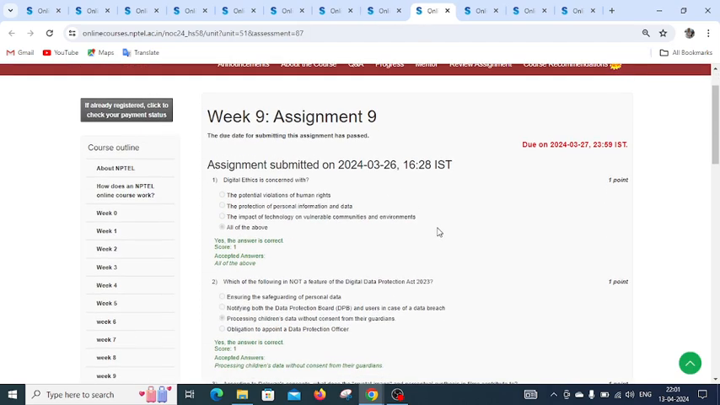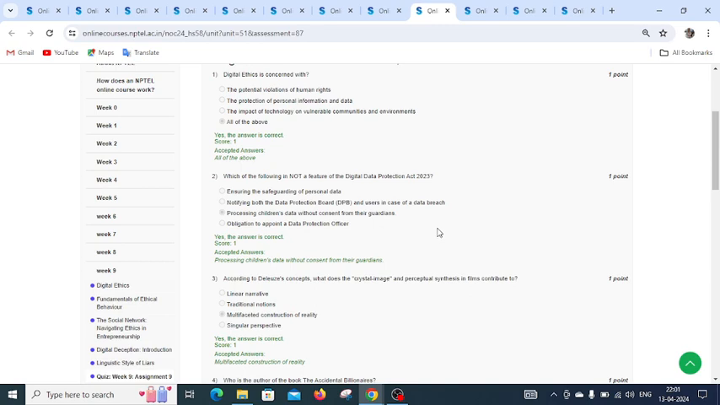Digital ethics is concerned with all of the above. Which of the following is not a feature of the Digital Personal Data Protection Act 2023? That is, processing children's data without consent from their guardian.